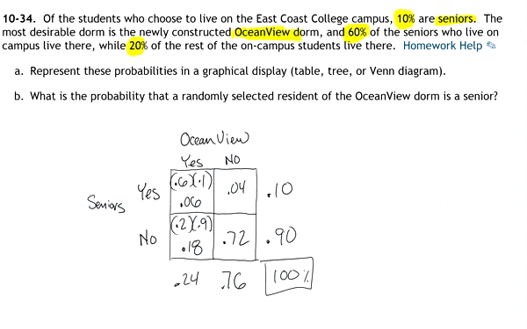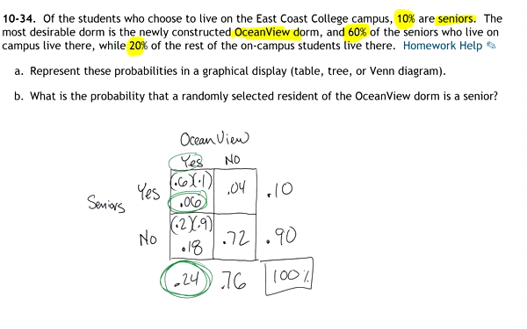So let me look at this again here. What is the probability that a randomly selected resident of the Ocean View dorm is a senior? So we're talking about only this 24% of the campus. So what is the probability that a randomly selected student that lives in Ocean View, so that's Ocean View, yes, is a senior? And that would be senior, yes.